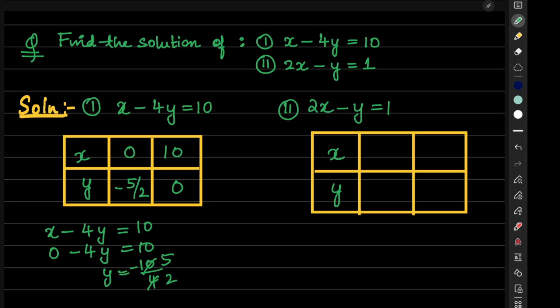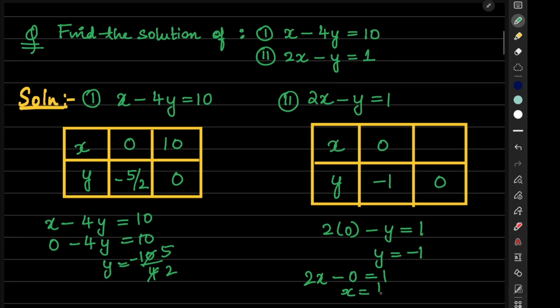So let x be 0 here. If x is 0, let us find out what is y. So 2 into 0 minus y equal to 1. So y is equal to minus 1. This is one solution. Now let's take y as 0. So what will you get? 2x minus 0 equal to 1, isn't it? So x equal to 1 by 2.